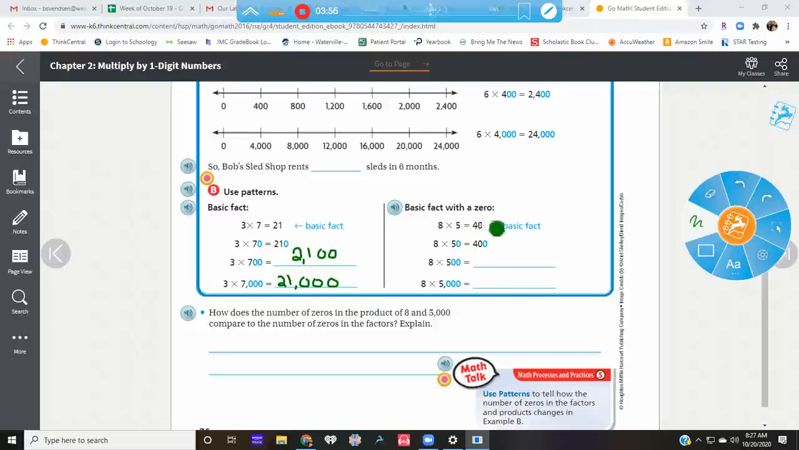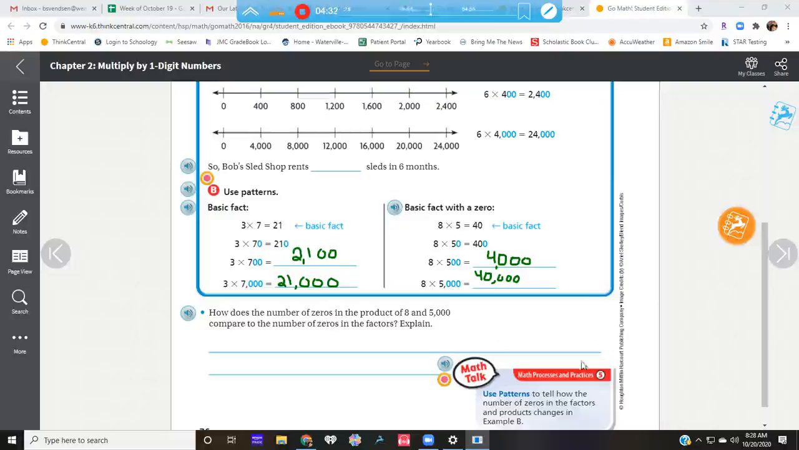8 times 5 is 40. There's our basic fact. Okay, so now we're going to add a 0. 8 times 50 is 400. So now we have 8 times 5 is 40. Now remember, this is where we have that tricky one because it's a 0. We need to add 2 more zeros: 1, 2. We get 4,000. 8 times 5,000. Well, we still start with 40 just like we did before, but we're going to add 1, 2, 3 zeros. So we get 40,000.